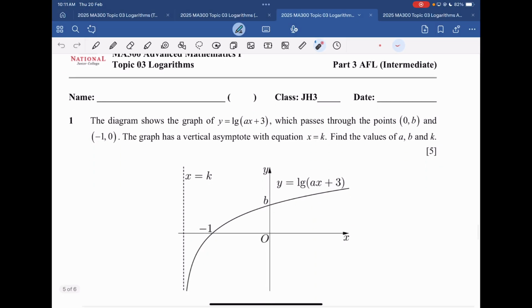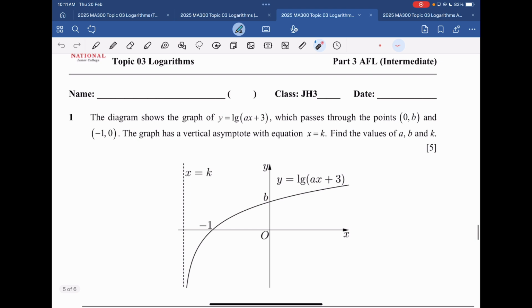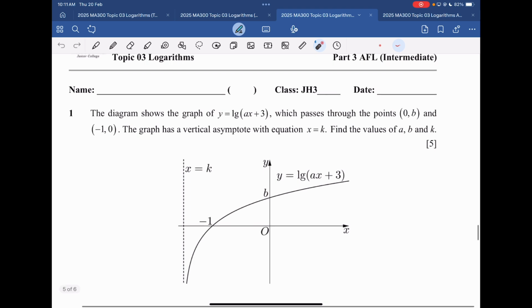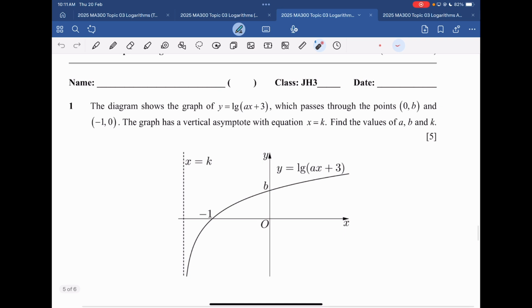Okay, so (0, b) and (-1, 0) tell you that these are coordinates. From there, the vertical asymptote is x equals k. Now given the points, it's pretty useful. It allows you to substitute inside and find values. One very obvious example: let's say I sub in (0, b), this allows me to sub x equals to 0.